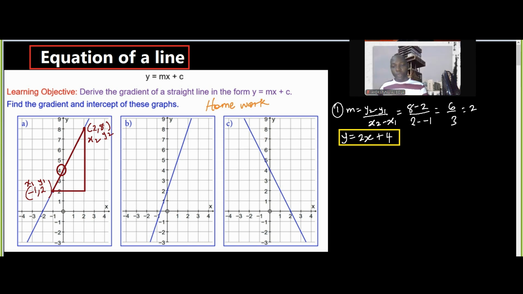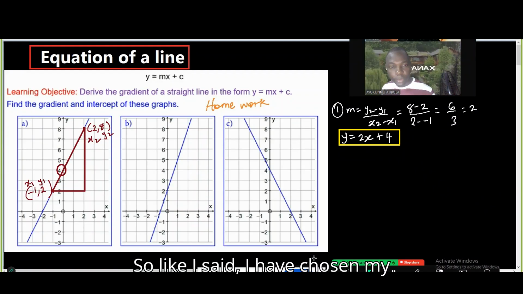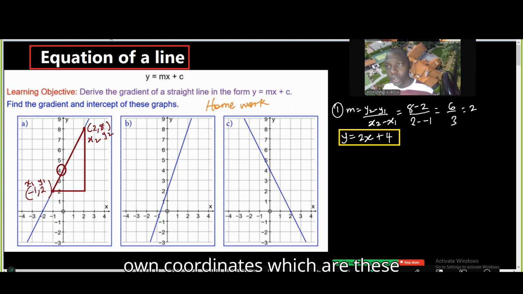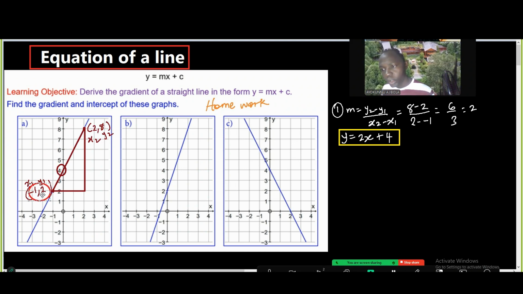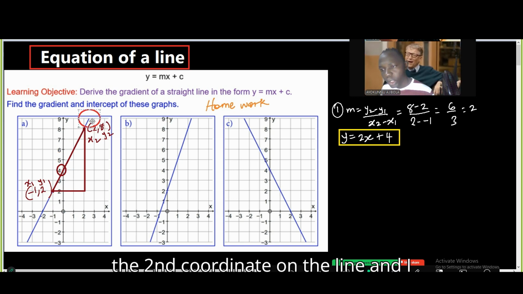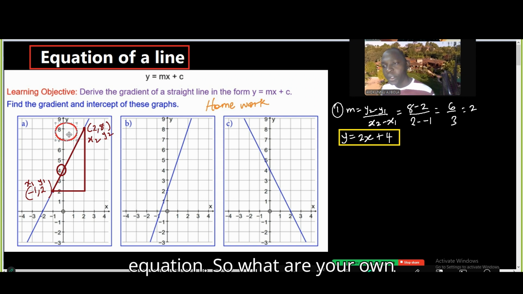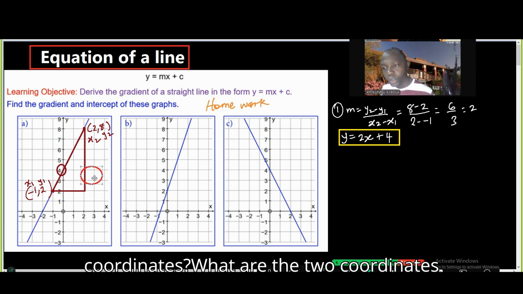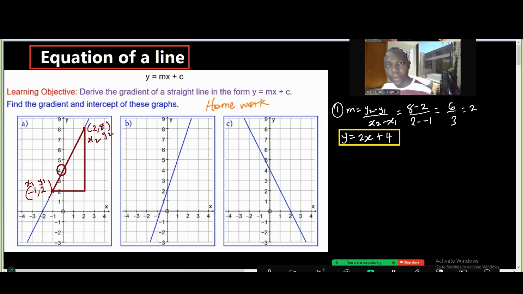Okay. All right, viewers, we're going to continue shortly. So, like I said, I have chosen my own coordinates, the first coordinate here, the second coordinate on the line. And I arrived at this equation. So what are the two coordinates you picked on the line? Let's work with that and see if we get the same thing.